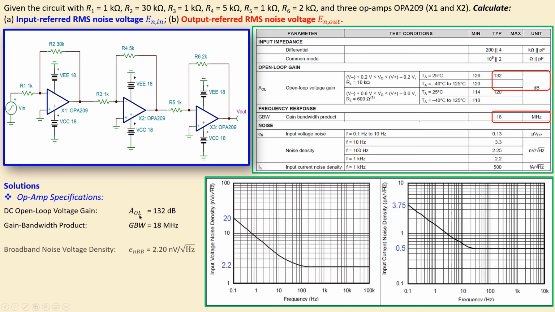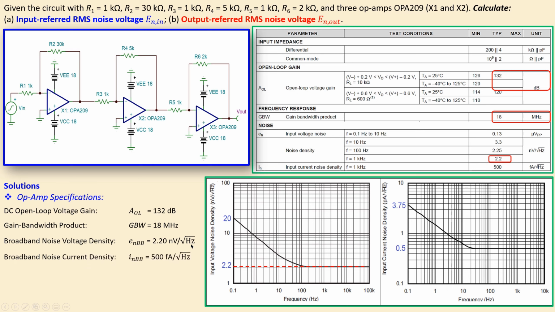Now in addition we have of course the very important parameters for the noise: the broadband noise voltage spectral density, given by this symbol. It has a value of 2.20 nanovolts per root hertz. That is shown here. It is also shown in this graph. That's the flat part, which is frequency independent, and that's why it's called broadband.